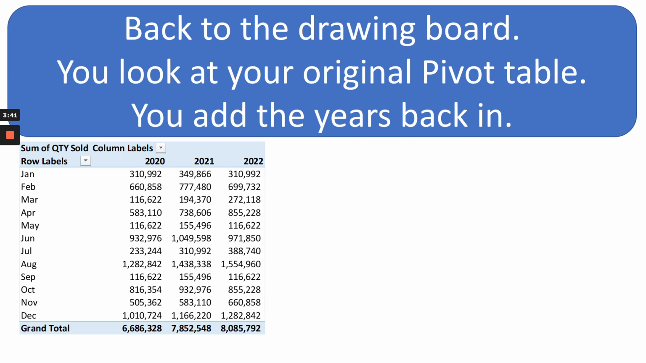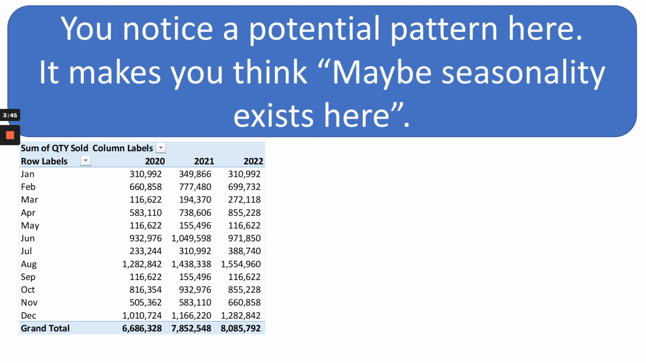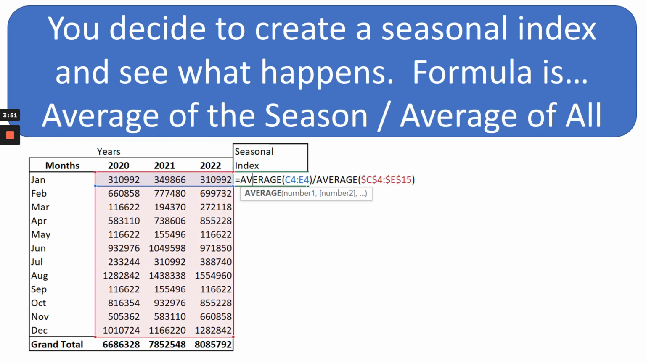You look at your original pivot table. You add the years back in. You notice a potential pattern here. It makes you think, maybe seasonality exists here. You decide to create a seasonal index and see what happens.